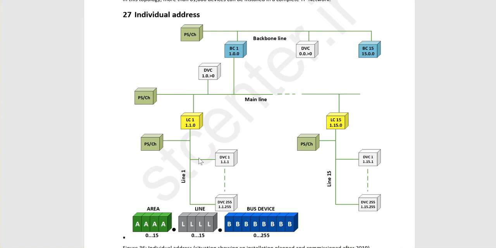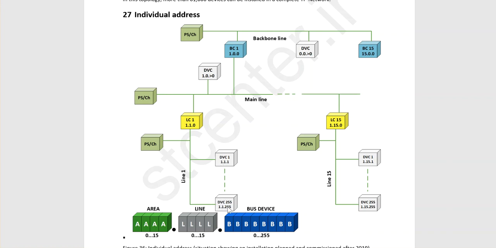So what can we do with the individual address? You remember we have the area, line, device. So each device has an individual address with 3 parts. You can see in line 1, the device number 1, the individual address is written 1.1.1. It means this is the first device in line number 1 and in area number 1, okay?